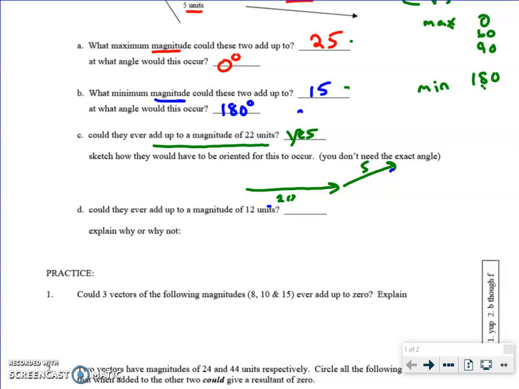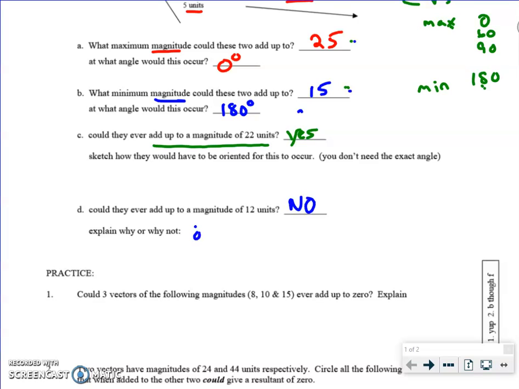As opposed, if I were to draw a 5 like this, 90 degrees to it, well, that's going to be 20 squared plus 5 squared, which is close to 20. So that wouldn't be too far from 22, but you get hopefully the idea. Next question. Could they ever add up to a magnitude of 12? Well, again, if we look at the extremes, 12 falls outside of those extremes, so the answer is no.